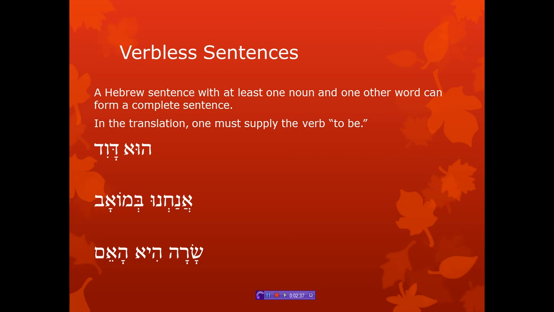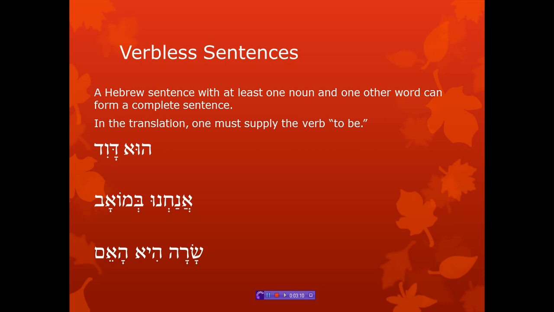Okay, a Hebrew sentence with at least one noun and one other word can form a complete sentence, but completely without a verb. You don't even need the verb in order for it to be an actual, legitimate, complete sentence. So how does that work? In the translation, you actually have to provide the verb to be. So the is, was, are, those sorts of verbs, you actually need to provide those in the translation, and they are assumed by the Hebrew.